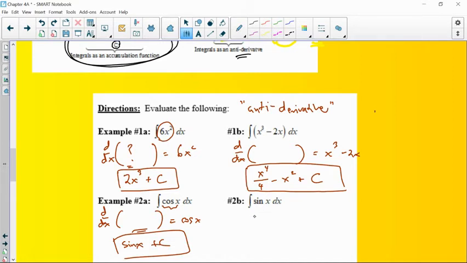And then same thing here. What would you have had to have started with? Again, the derivative of something is sine. Well, since that's a positive sine, we would have started with negative cosine plus some constant.